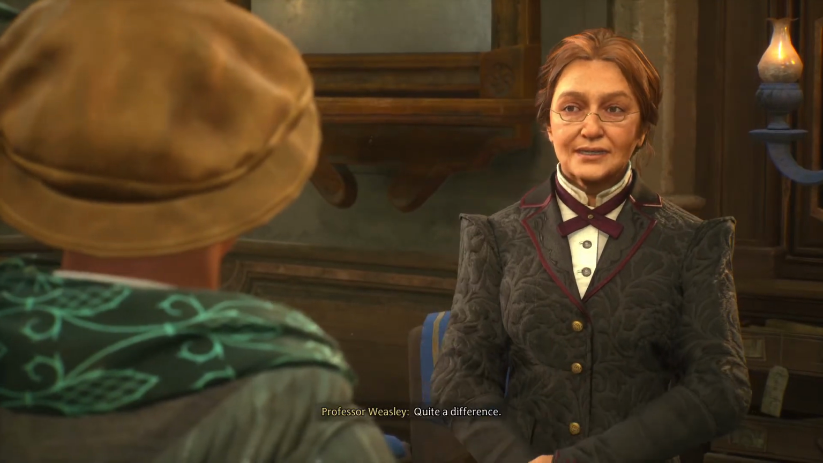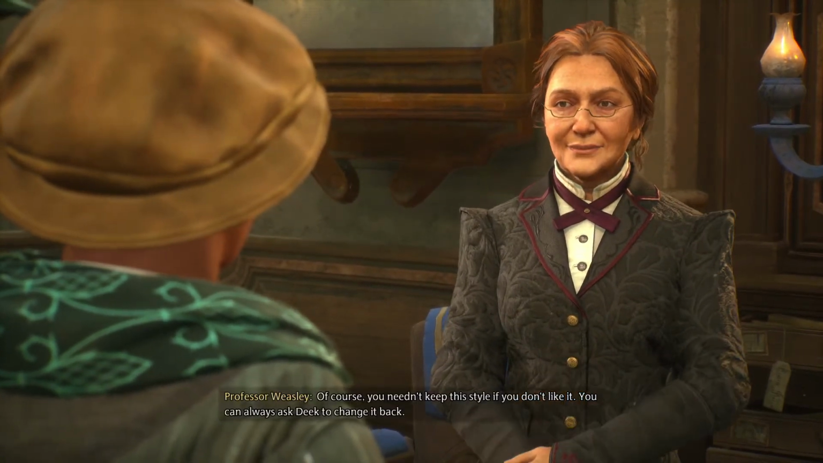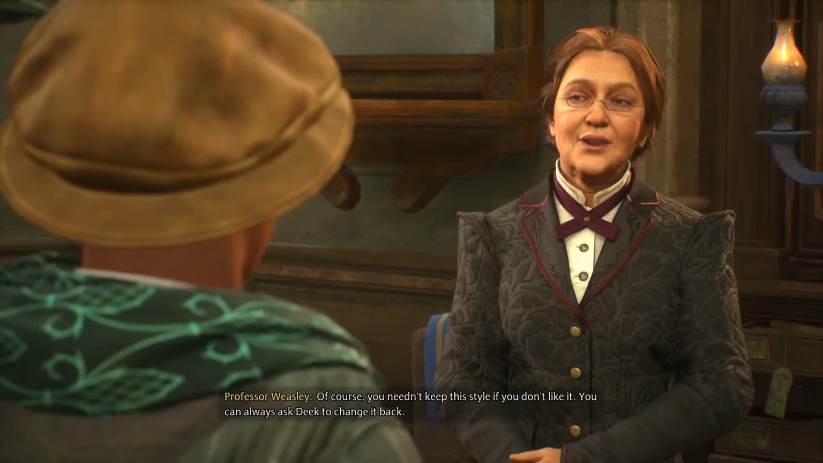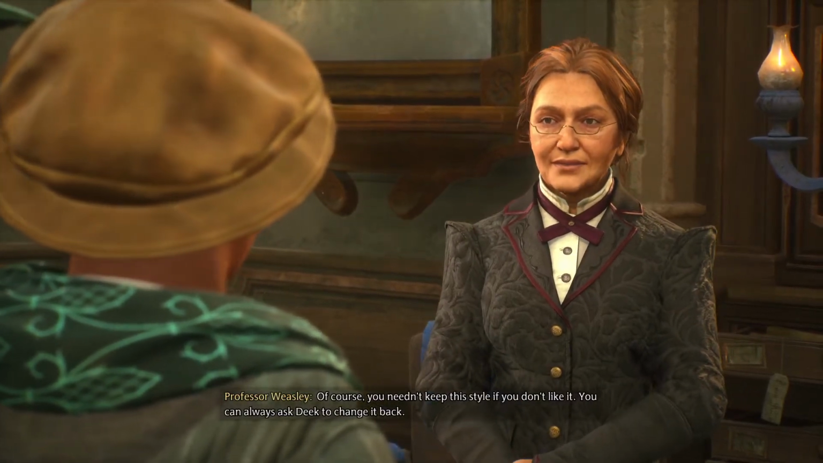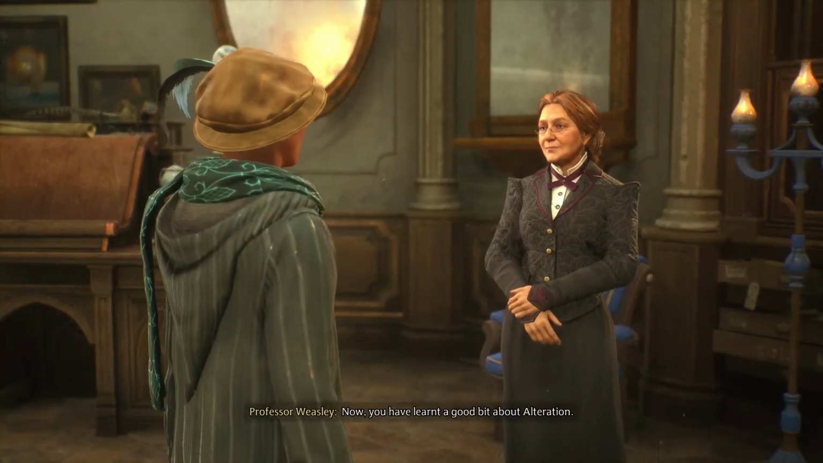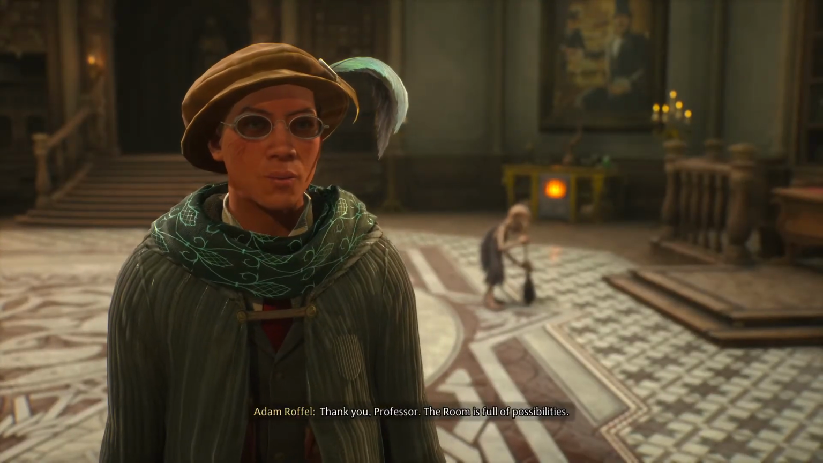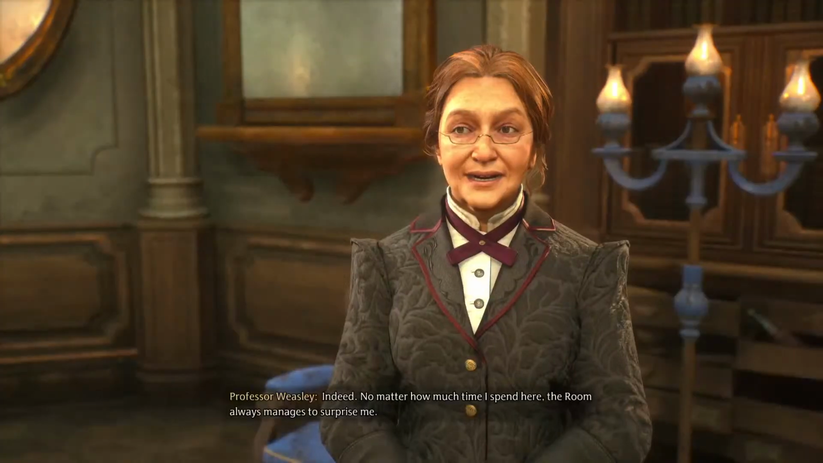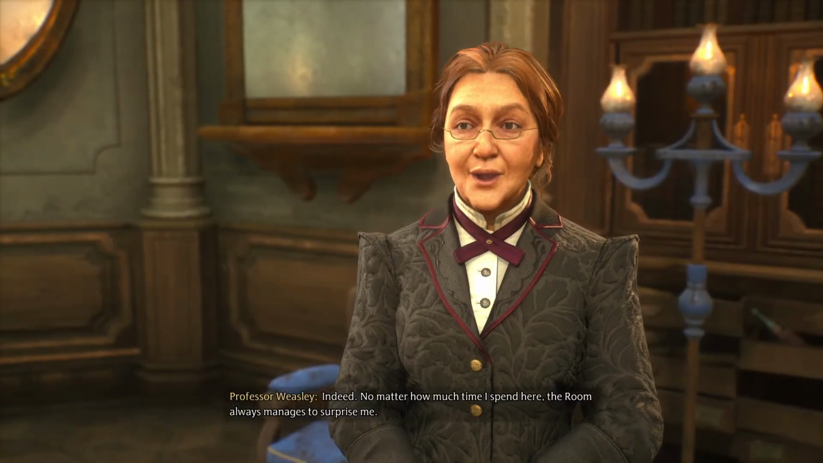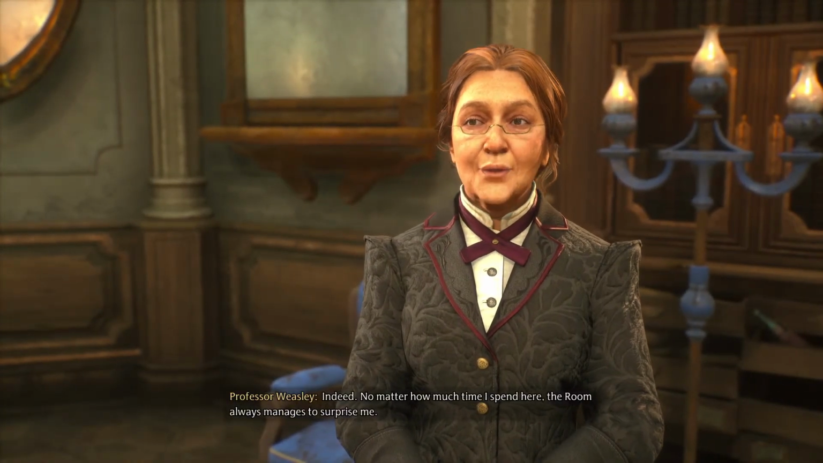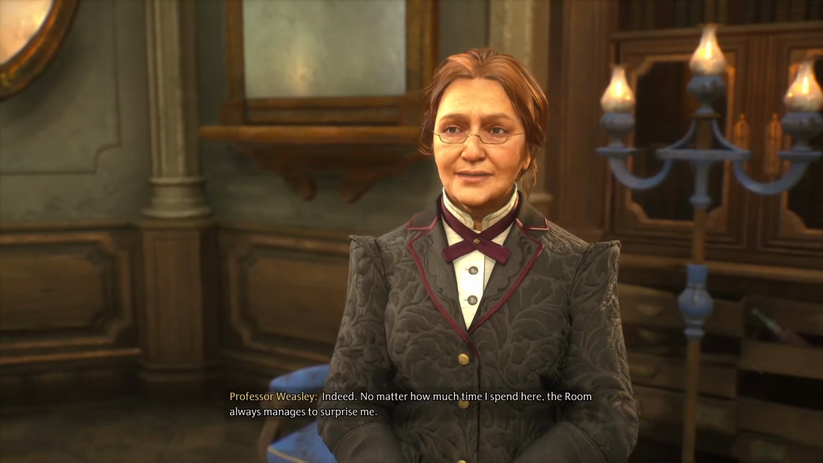Quite a difference. Of course, you needn't keep this style if you don't like it. You can always ask Deke to change it back. Now you have learnt a good bit about alteration. Thank you, Professor. The room is full of possibilities. Indeed. No matter how much time I spend here, the room always manages to surprise me.